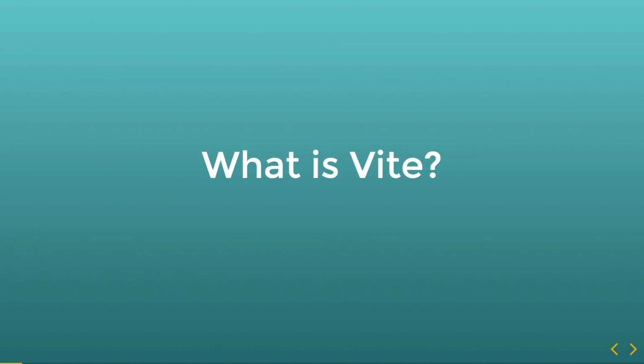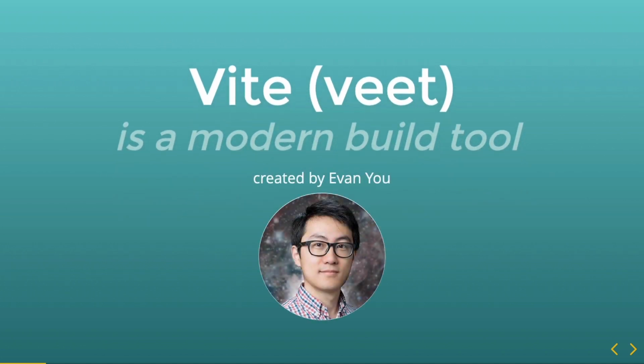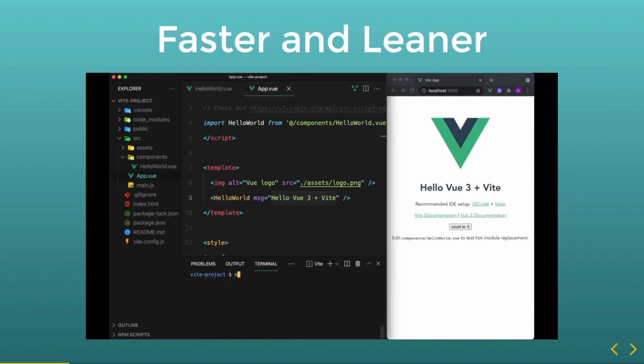First of all, what is Vite? Well, Vite, which is the French word for quick, is a modern build tool created by Evan You. It aims to provide a faster and leaner development experience so that developers can spend less time waiting for their code to compile to preview changes and more time actually developing.